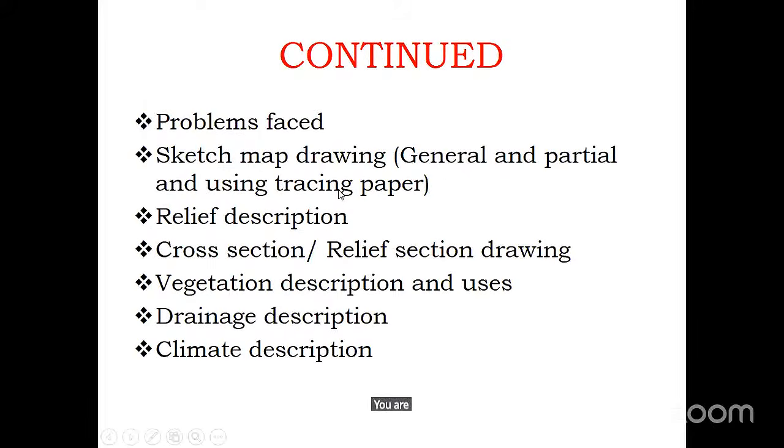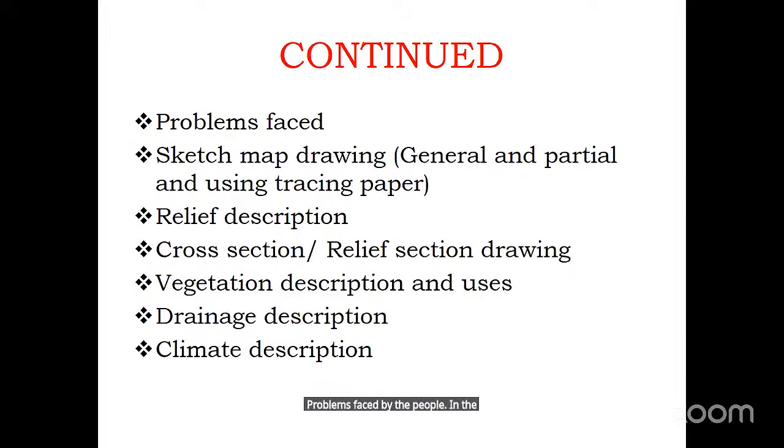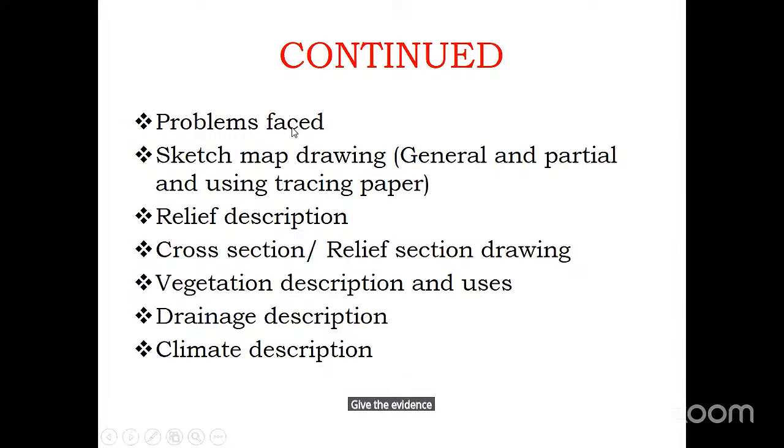You are also supposed, in map work skills, to understand how to identify problems faced by the people in the area given on the photograph. And the formula, I'm making a summary because of time. The summary for giving the problems: in case a task is calling for responses on the problems facing people, you are supposed to identify the problem, give the evidence of that problem, and application.